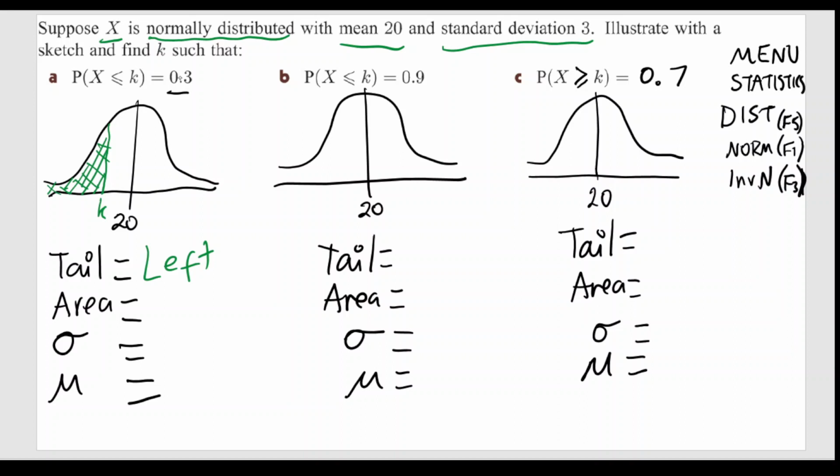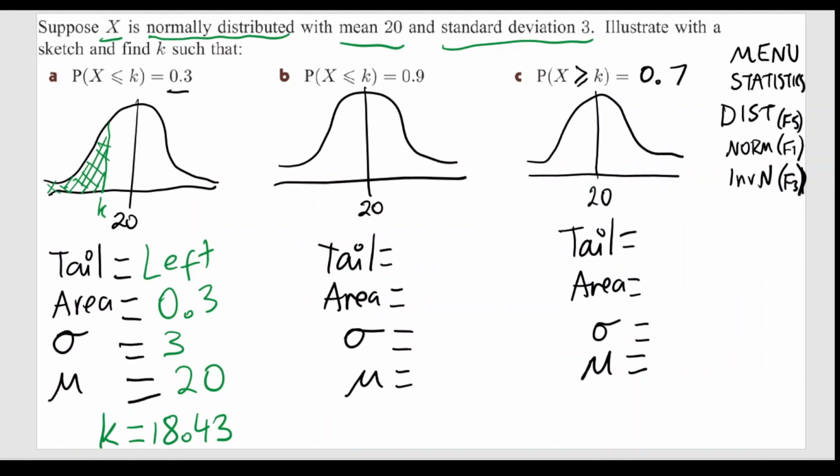The area is simply referring to the area below the curve, which also means our probability or our decimal value of the percentage. So we've got an area of 0.3. Our standard deviation is 3, as we know at the top, and our mean is 20. So once we put those into our calculator, we're going to find that we have a value of k equal to 18.43. It's going to show up on your calculator as XINV, and that basically just means our quantile k.